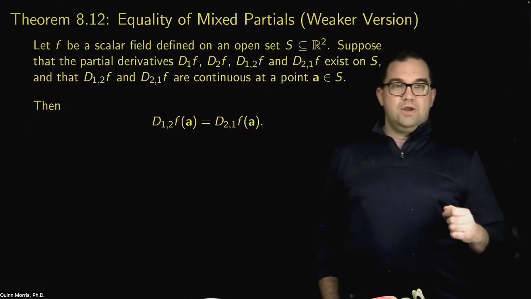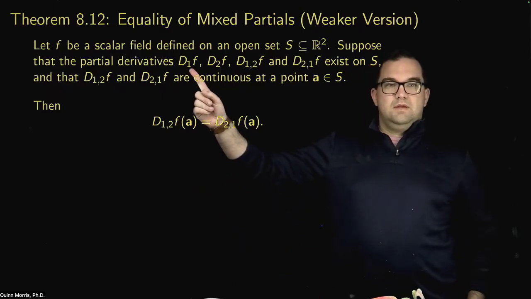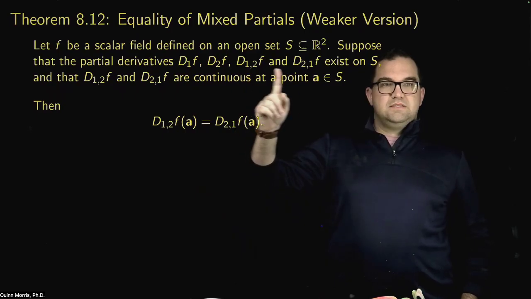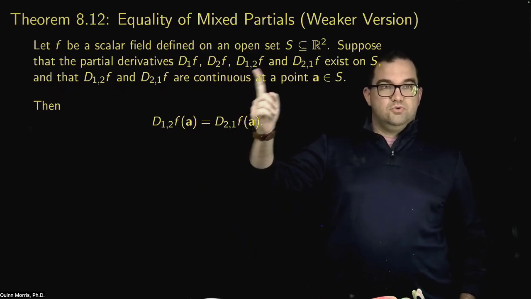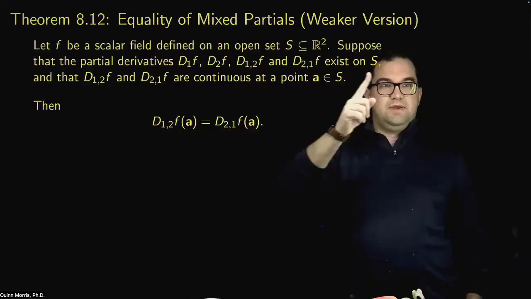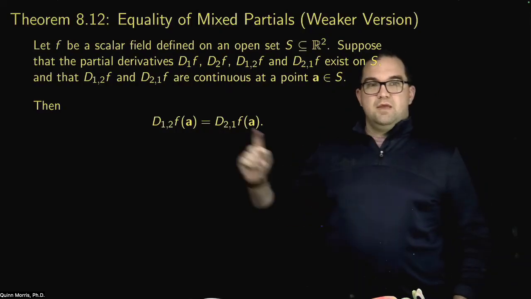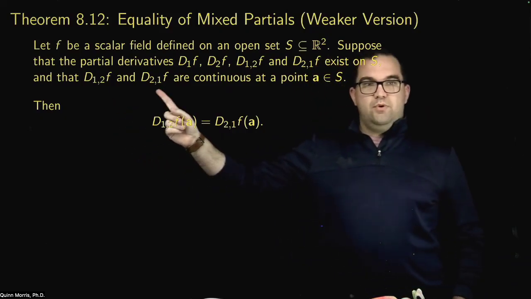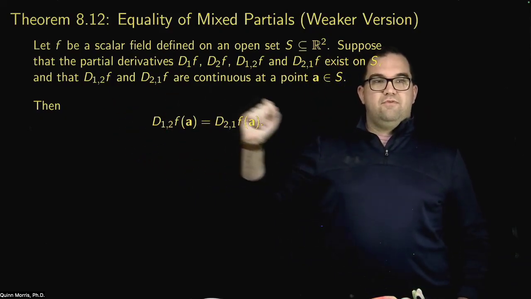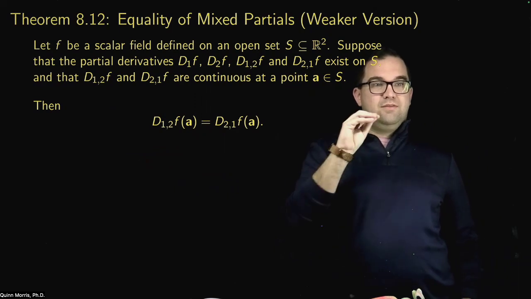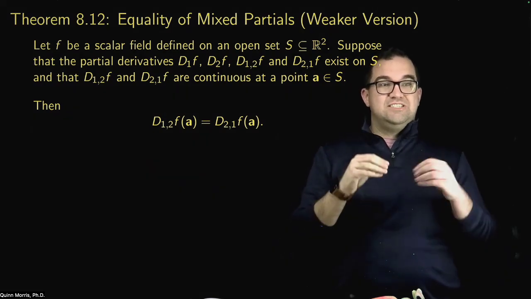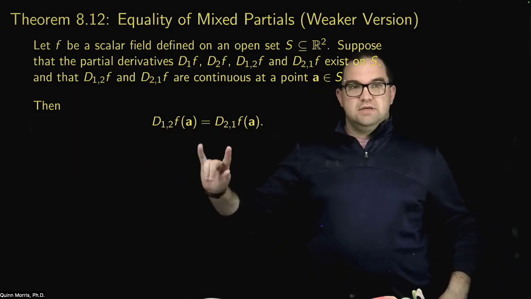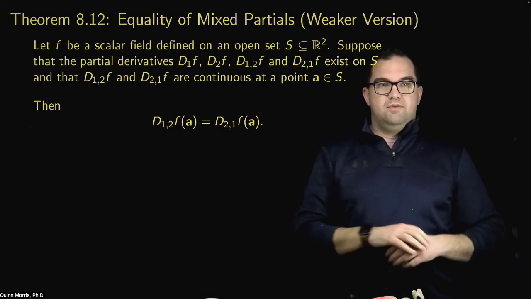So here we are assuming existence of each of the first partials, existence of each of the mixed partials, and this existence needs to be on the entire set S. And we are further assuming that the mixed partials d12 of f and d21 of f are both continuous at the point A where we want to establish equality of the mixed partials. But if we have all of those things, then we will get equality of the mixed partials.